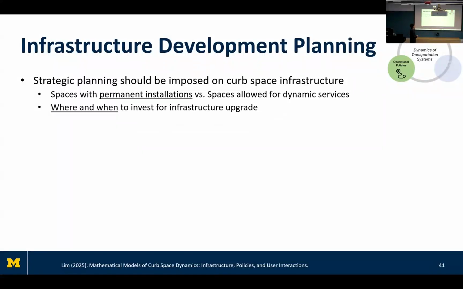strategic planning. So now we're moving into a stochastic setting of demand where we don't have perfect information about how the current space demand will look in the next 10, 20 years. But then we want to develop the infrastructure and prepare it proactively, so when those demands emerge, we can serve them at our best. So we want to seek a balance when we design the infrastructure development, between the permanent installations that require money and some of the spaces that can be allowed for dynamic services. Also, we want to know where and when to invest for the infrastructure upgrade given the budget constraints.